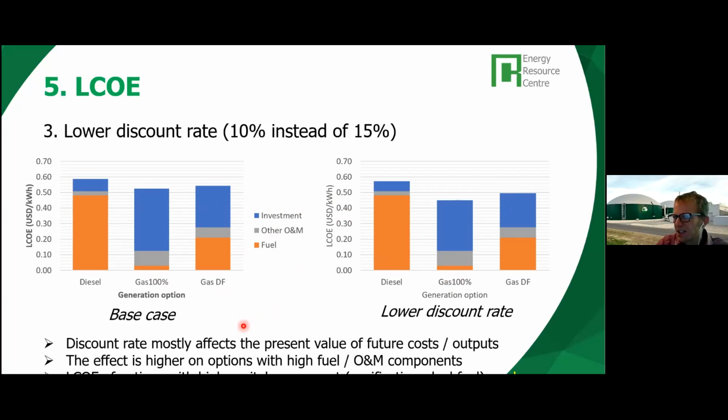That's because the effect is higher. Let's say the effect of the discount rate is higher on options with high fuel cost and operation and maintenance components. That means that the levelized cost of options with a high capital component, let's say the gasification and the dual fuel option, will reduce further because of this change.